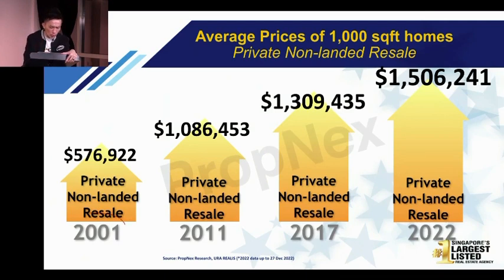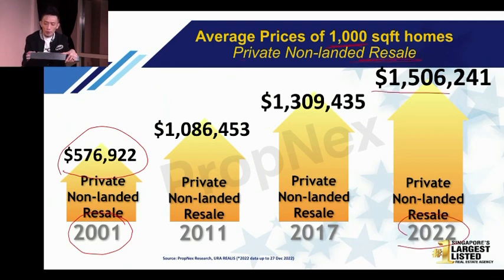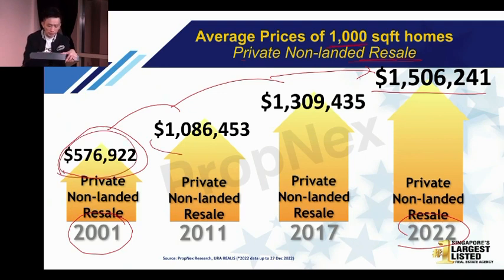I'll just show you an example. You look at 2001. $500,000, you could buy 1,000 square feet. Today, for 1,000 square feet of resale property, you need to pay 1.5 million. The moment you move forward, you can move forward. But the moment you don't move forward, the cost keeps increasing. So what will happen next? Forever, this person will be out of this.